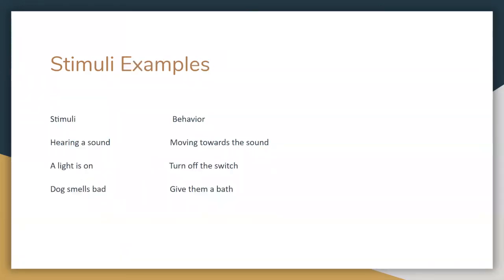Some examples of stimuli include hearing a sound, which can cause a behavior of moving toward that sound. So if somebody's calling my name, I might be inclined to walk over toward them. Another stimulus could be the light in my room is on. So my behavior would be to go over to the light switch and turn it off. And lastly, another stimulus could be my dog smells bad. So my behavior is to give them a bath.